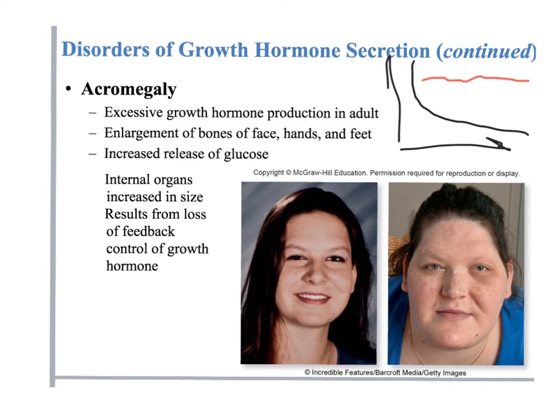Increased release of glucose, because that's what growth hormone does. It stimulates the release of glucose. So you have high levels. Your internal organs increase in size, and this is a result of the loss of feedback. Because high levels of growth hormone would stop what? So, if I have high levels of growth hormone, what's that going to do? What are we talking about here? What two organs are we really talking about that are going to control this?